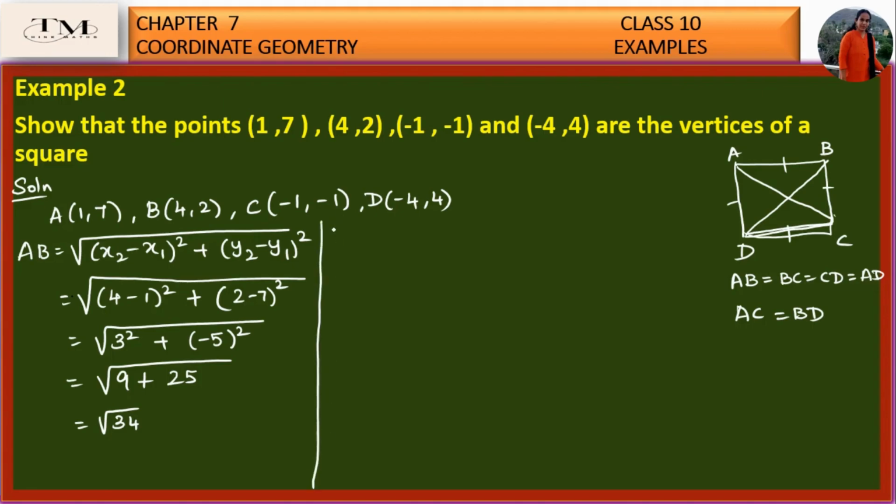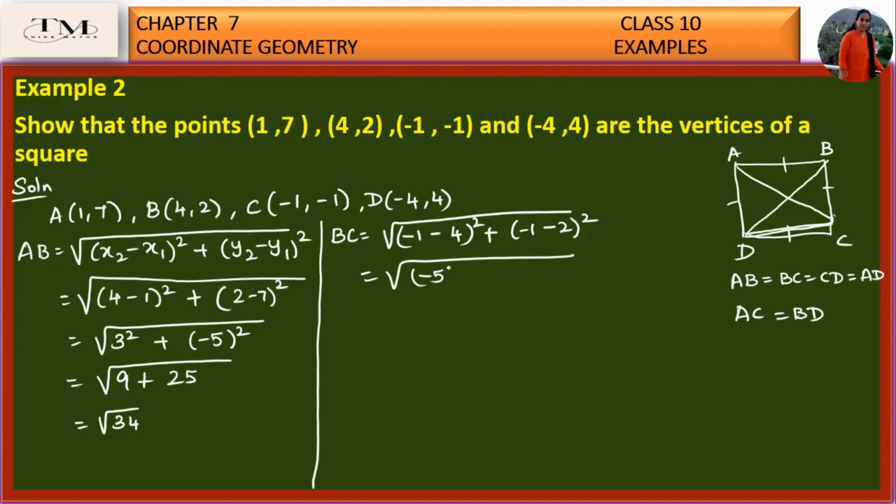Next let us find BC. BC is equal to the square root of x2, this is x2, this is x1, so minus 1 minus 4 whole square plus y2, y2 is minus 1, y1 is 2, so minus 1 minus 2 whole square. This is nothing but minus 1 minus 4 is minus 5 whole square plus minus 1 minus 2 is minus 3 whole square. Minus 5 whole square is 25, minus 3 whole square is 9, which is equal to root 34.